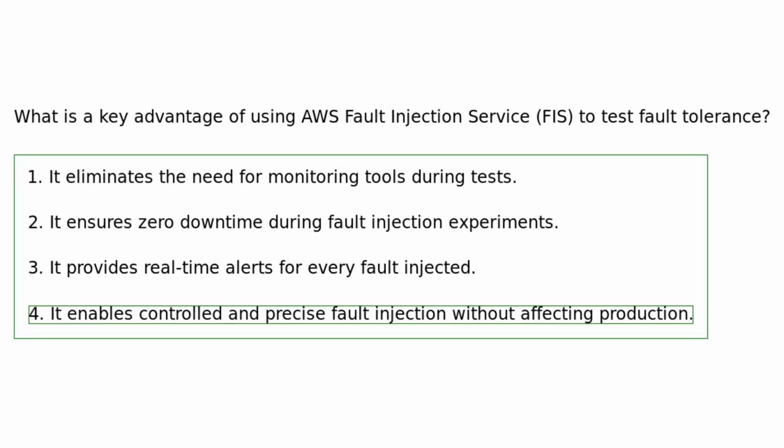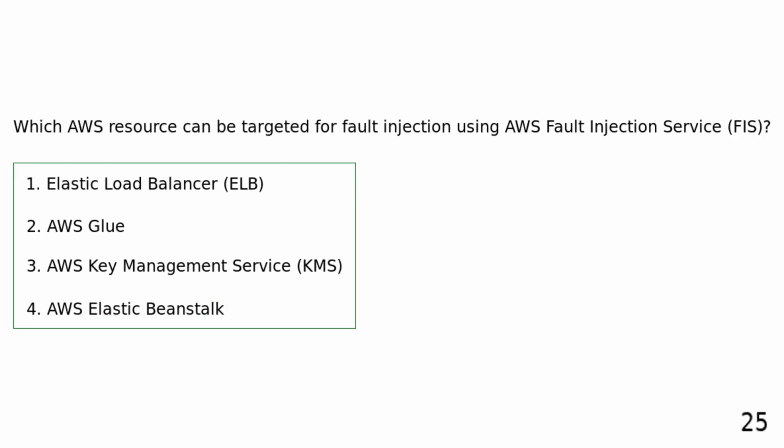A key advantage of using AWS Fault Injection Service to test fault tolerance is its capability to enable controlled and precise fault injection without affecting production environments. Which AWS resource can be targeted for fault injection using AWS Fault Injection Service? Elastic Load Balancer, AWS Glue, AWS Key Management Service, AWS Elastic Beanstalk.